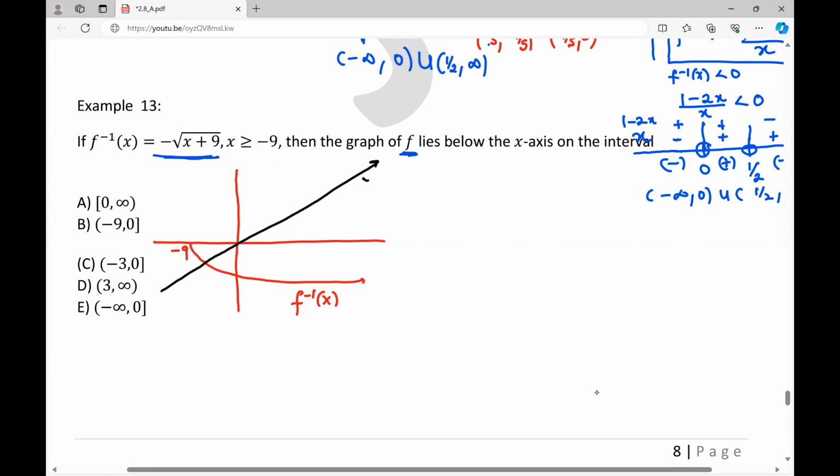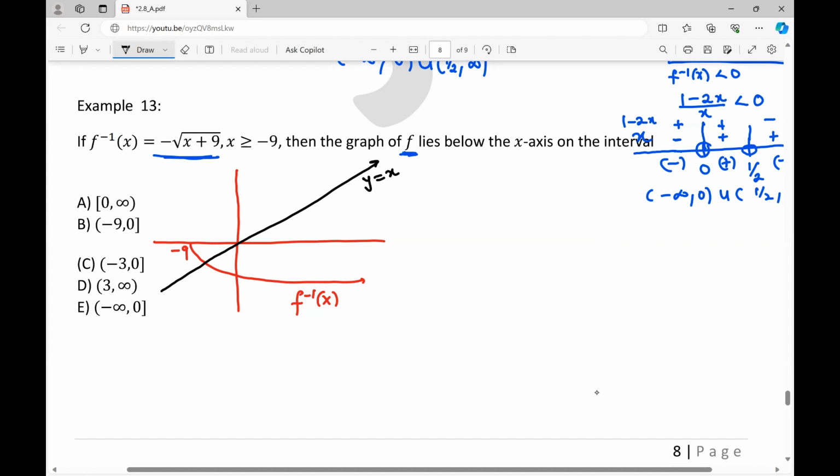The line y equals x. So the reflection of the graph of f inverse across the line y equals x will give us the graph of f. Now, if you can do the reflection carefully, if you can see it, it's going to be somewhere here. If you reflect this part, it's just going to be somewhere here up this way. But if you cannot see it directly, take some point. So let's take some point here.